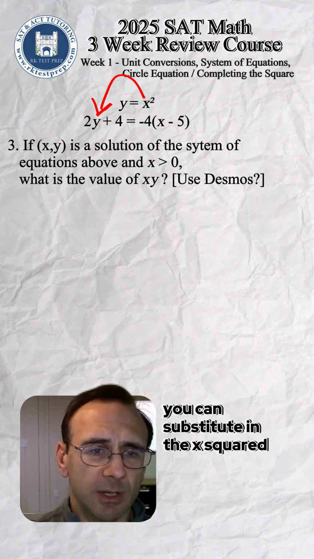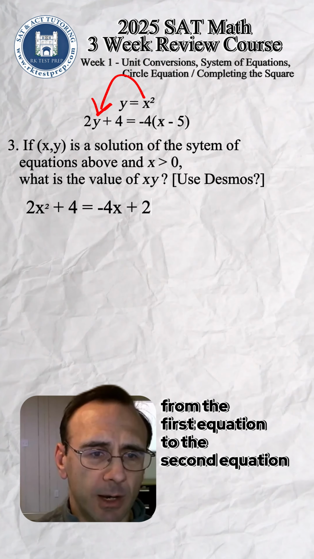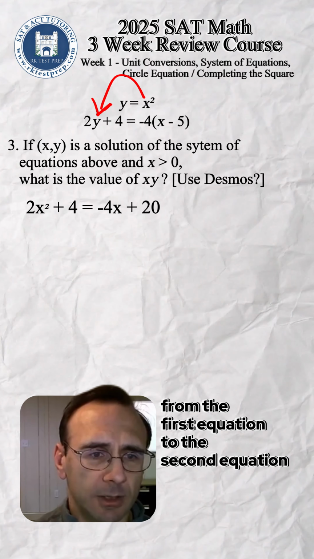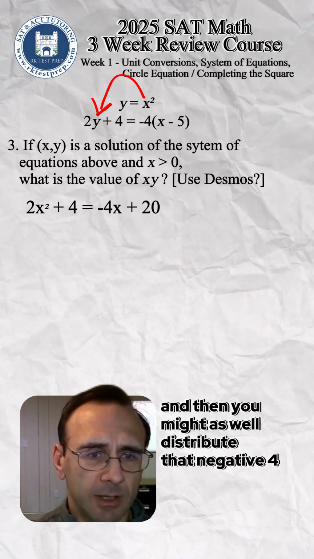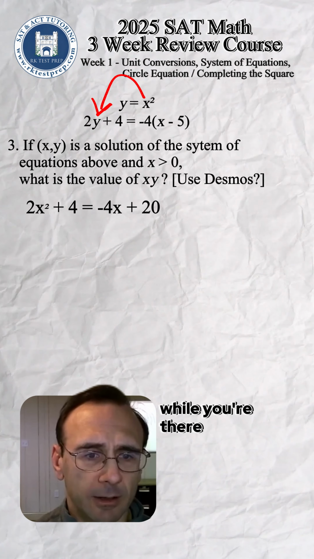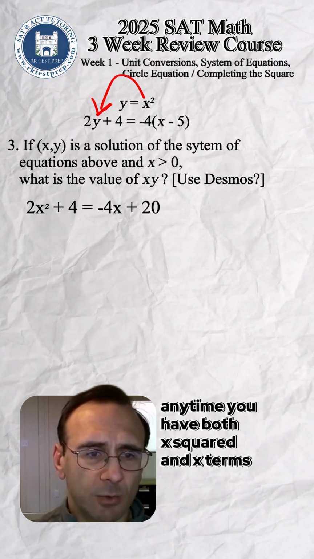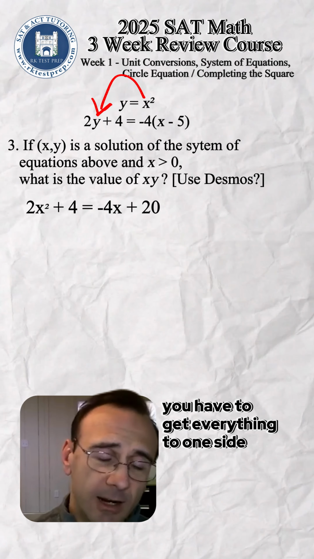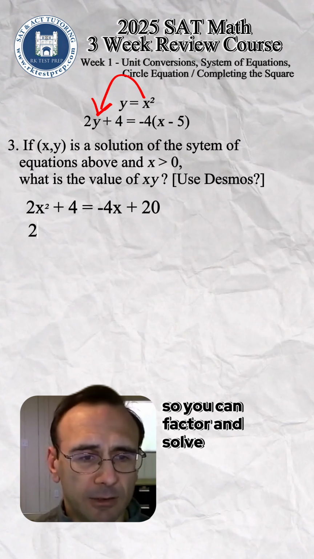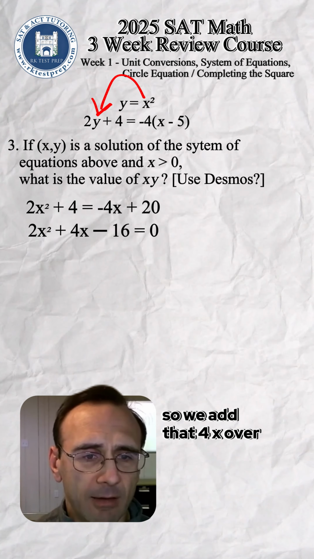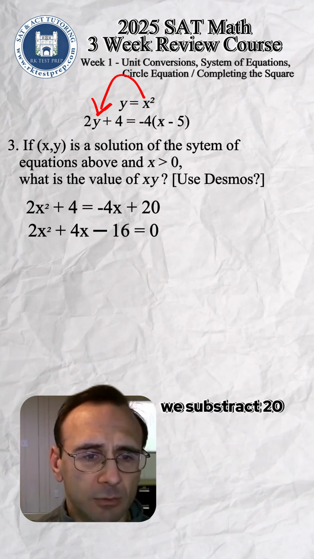You could substitute in the x squared from the first equation to the second equation, and then you might as well distribute that -4 while you're there. Anytime you have both x squared and x terms, you have to get everything to one side so you can factor and solve. So we add that 4x over, we subtract the 20.